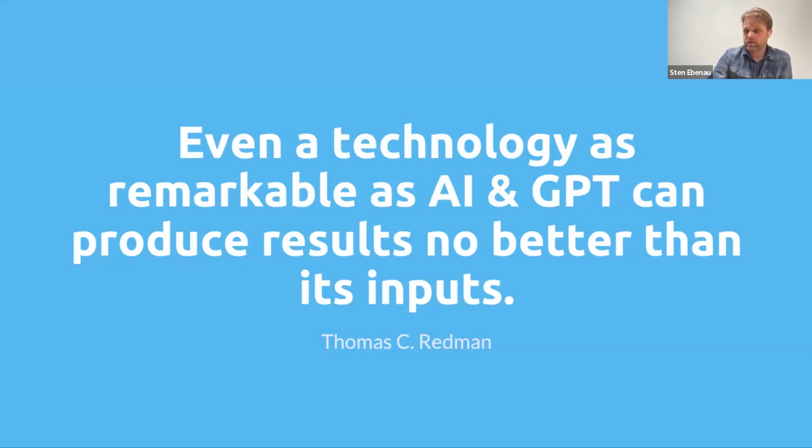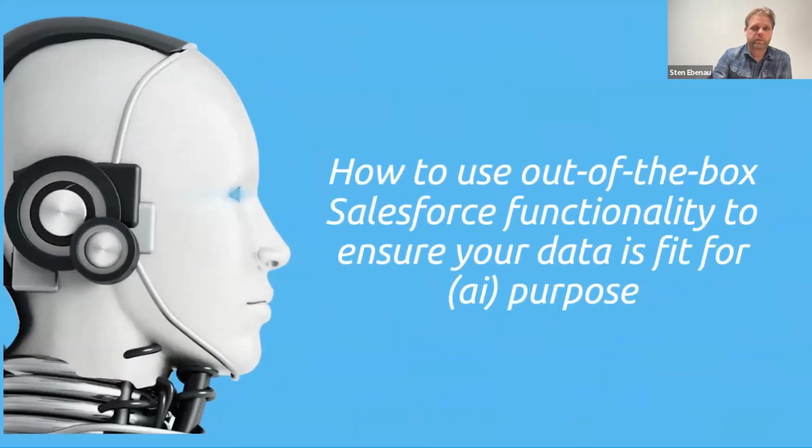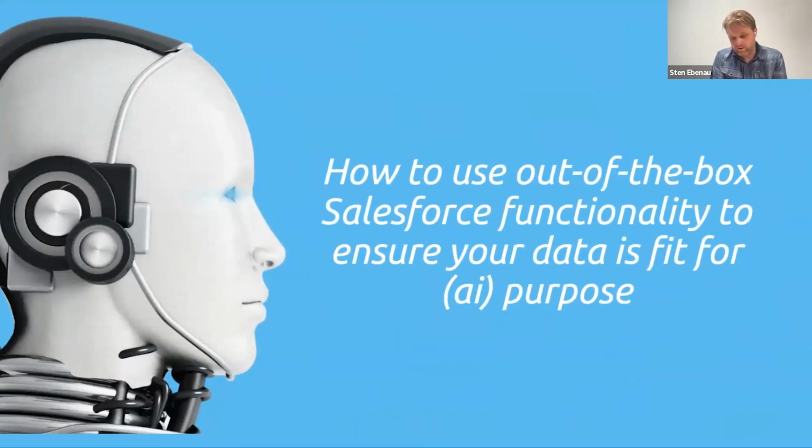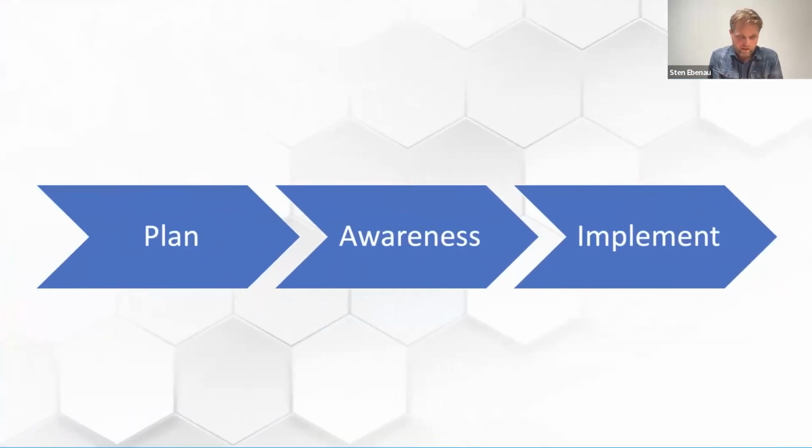And the next thing is where you can start and how to use out-of-the-box Salesforce functionality to ensure your data is fit for its AI purpose, or for any purpose basically, but let's focus on AI. And I think next to just implementing all kinds of stuff within your organization and putting some rules in place, it's more important to start with some other things. And that's basically for me a three-step process. Of course, it could be five steps, four steps, but for me the most important ones are those three. It's plan, awareness, and implement.